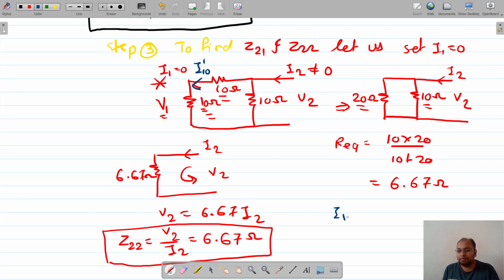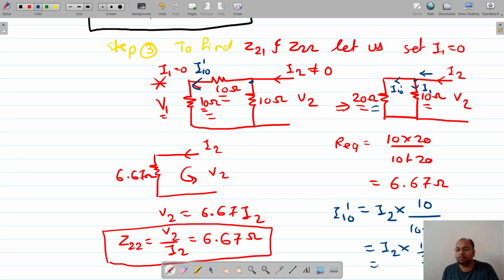So I10 dash can be found out as follows. This is a very easy circuit. Up to this point I2 is going to flow, but after that it splits into I10 dash and, let us say, I1. So I2 multiplied by the opposite branch resistor, which is 10 ohm, divided by 10 plus 20. I2 will be as it is, we don't know the value of I2, and the factor is 10 by 30, isn't it?